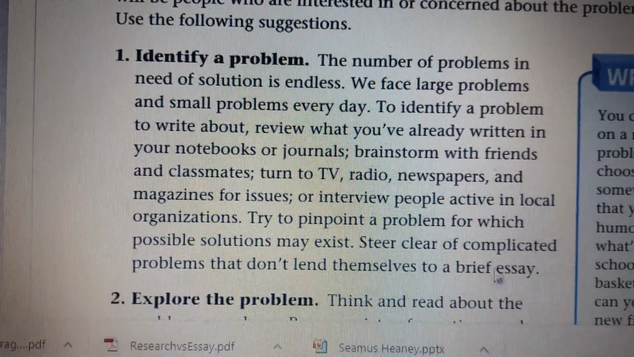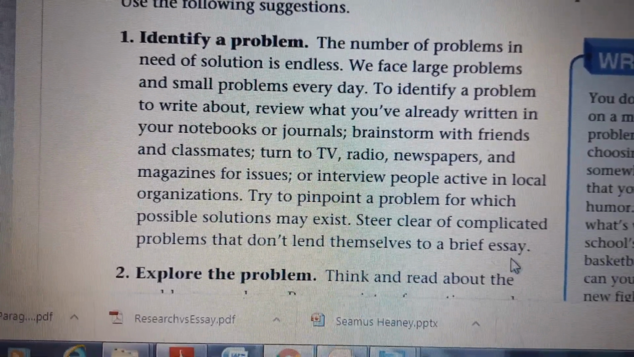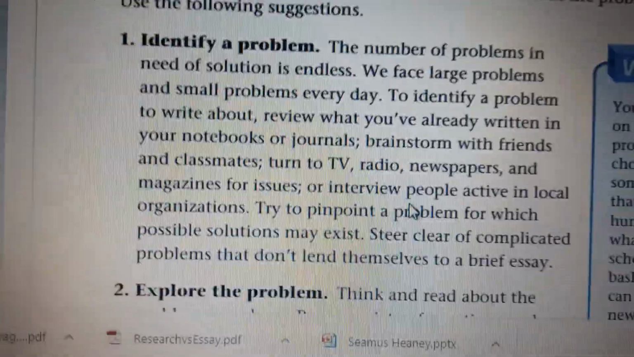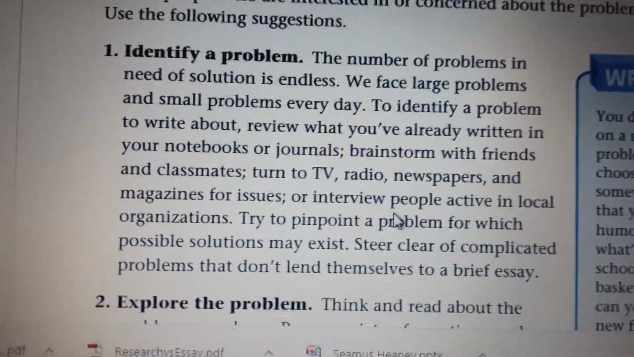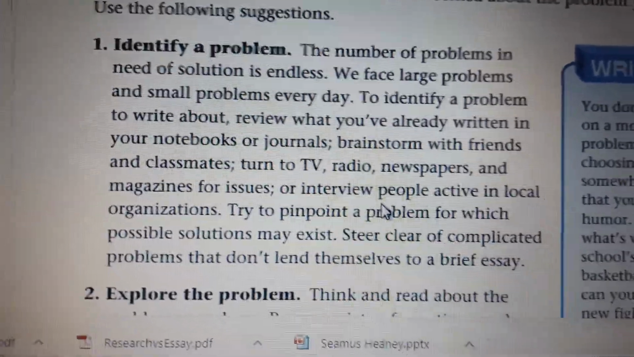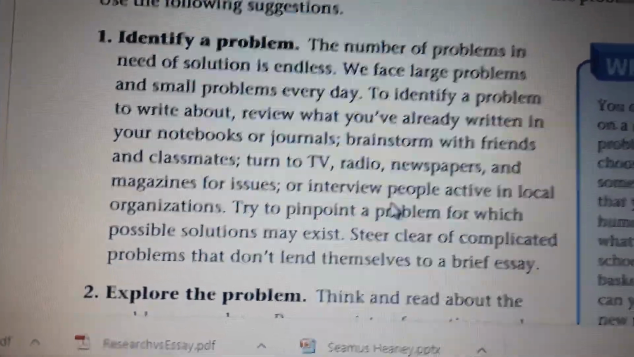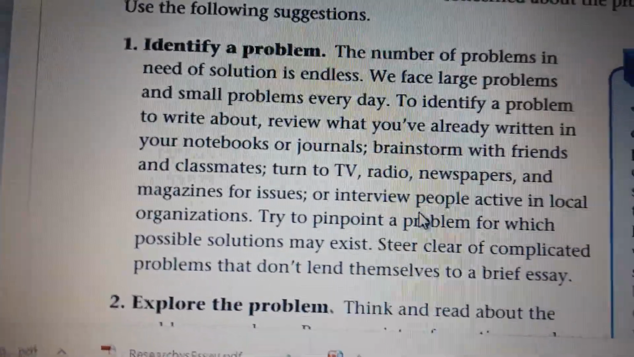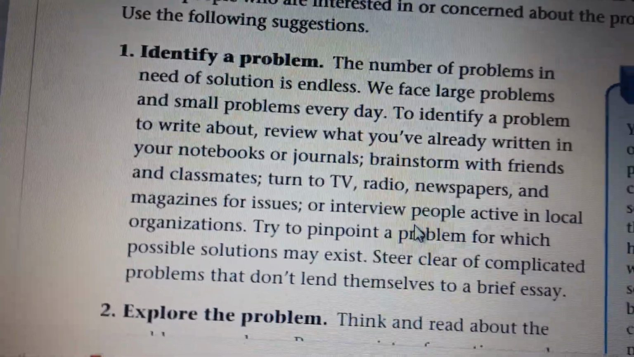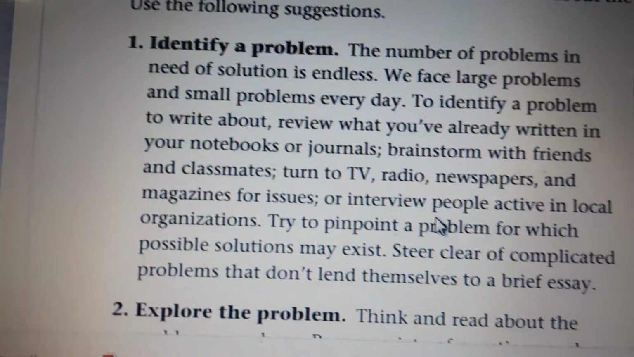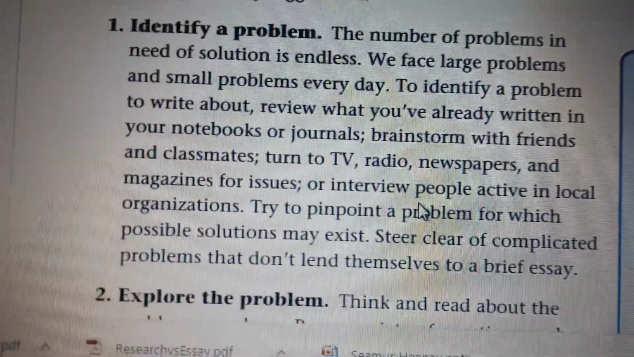Steer clear of complicated problems that do not lend themselves to a brief essay. So first of all, you have to find the problem, and then identify it. You can ask your friends and classmates. You can watch the news and radio and read the newspaper. You can find something in newspapers and magazines, and maybe you can ask people about this problem and ask about their opinion.